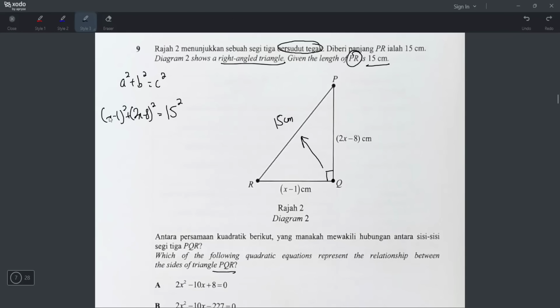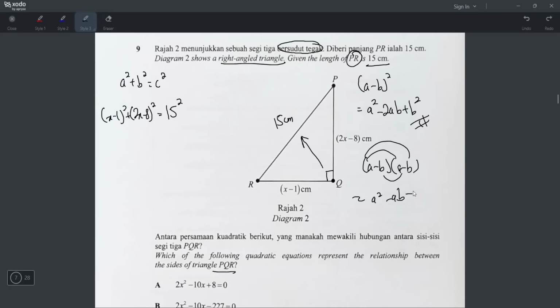Okay, x minus 1 square. Alright, how to expand this? Alright, if I have a minus b square, the fast way to expand is you take the a square, and then the next thing is you take a times negative b times 2, which is negative 2ab, and then negative b square is plus b square. This is how you do it, if you want to do it fast lah. Of course, you can do it slowly like that: a square, negative ab, negative ab, and then plus b square, which gives a square minus 2ab plus b square, which is the same, right? Okay, but usually I will do it like this.